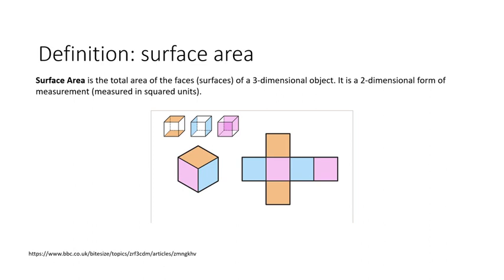When working with three-dimensional objects, you'll see various surfaces or faces. Taking the surface area of a three-dimensional object means that we're finding the area of these faces and then adding them together to get the total area. That's what's referred to as surface area. We'll be working with three-dimensional objects, but again, area is a two-dimensional form of measurement and will always be measured in square units.